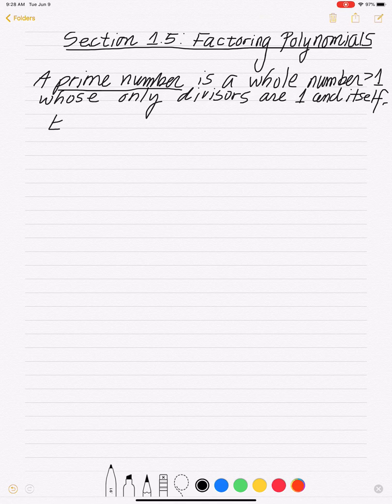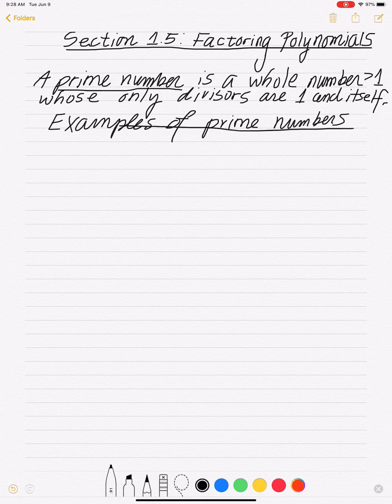So examples of primes. Well, first of all, 1 is not a prime. It has to be a number bigger than 1. Primes are always bigger than 1. So the first thing you have to check is 2. Is 2 a prime? Yes, 2 is a prime because the only thing that 2 is divisible by is 1 and 2 itself. How about 3? Yeah, 3 is a prime, right? The only things that 3 is divisible by are 1 and 3 itself.